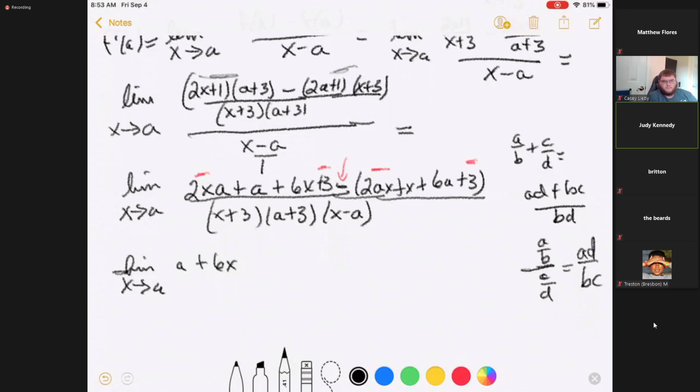And then, all I have left from this first expression is this and this. That added out. I've got minus x from right there. And I've got minus 6a from that second part. So that's all we've got left in the numerator.